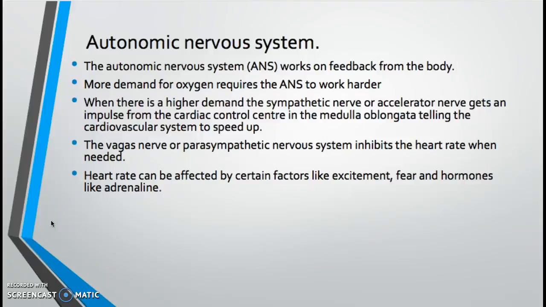When there is a high demand, the sympathetic nerve or the accelerator nerve gets an impulse from the cardiac control center in the medulla oblongata, which is in the brain, telling the cardiovascular system to speed up. The vagus nerve or parasympathetic nervous system inhibits the heart rate when needed. The heart rate can be affected by certain factors like excitement, fear, and hormones like adrenaline and other things like that.